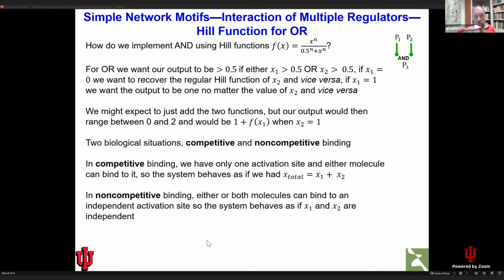So that's one mechanism that could give rise to this. Another one is that we have two sites, site A that binds molecule A, site B that binds molecule B. And if either one of them is bound, you transcribe. In that case, X1 and X2 behave independently of each other. In the first one, it behaves like there's just a signal, and the signal strength is the sum of X1 and X2. In the second one, X1 and X2 behave independently.